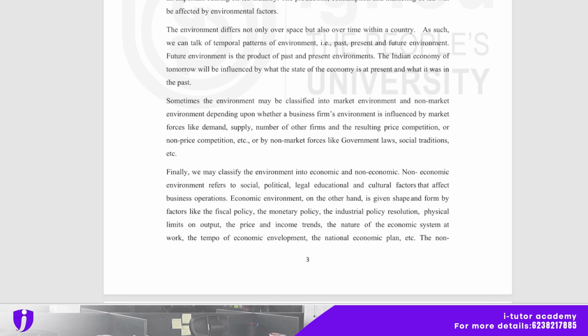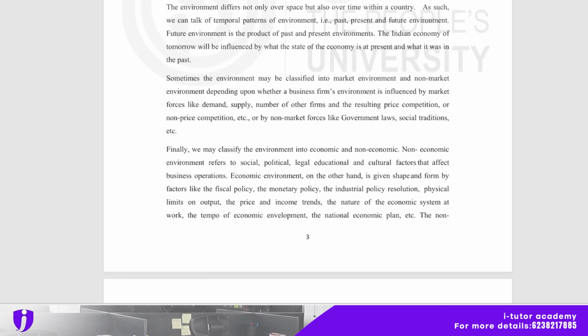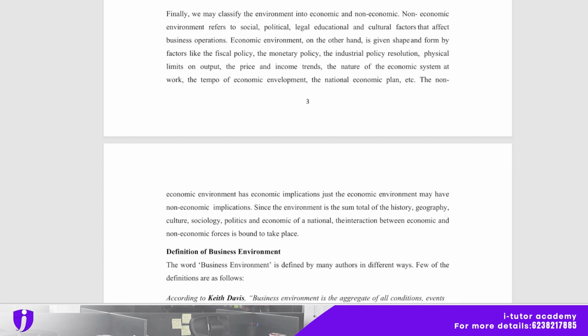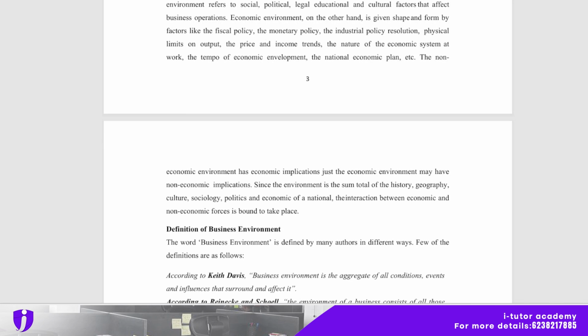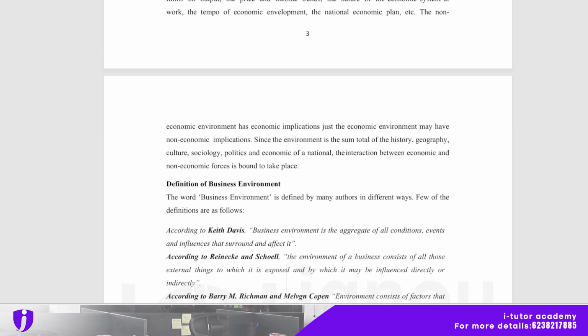Economic environment, on the other hand, is given shape and form by factors like the fiscal policy, the monetary policy, the industrial policy resolution, physical limits on output, the price and income trends, the nature of the economic system at work, the tempo of economic development, the national income plan, etc. The non-economic environment has economic implications, just as the economic environment may have non-economic implications. Since the environment is the sum total of the history, geography, culture, sociology, politics, and economics of a nation, the interaction between economic and non-economic forces is bound to take place.